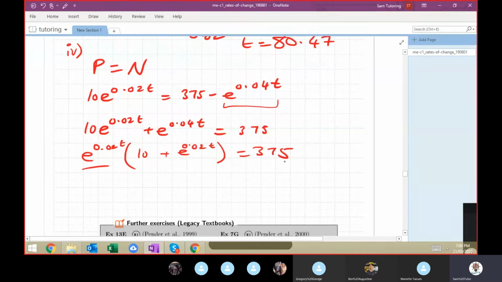Are you allowed to say this equals to this? When are you allowed to say that? This equals to this. What must this equal to for you to be able to say that? 0. It must equal to 0, so factorizing still doesn't help.